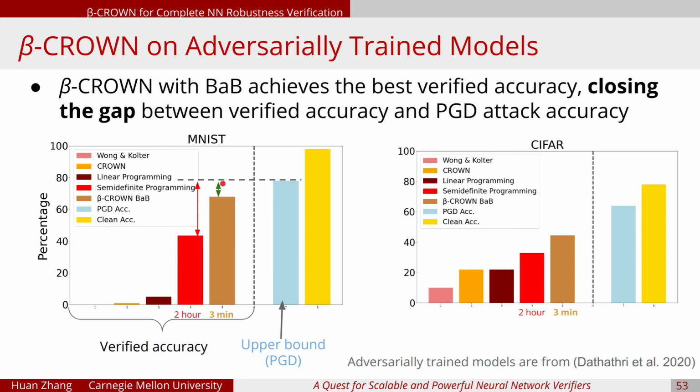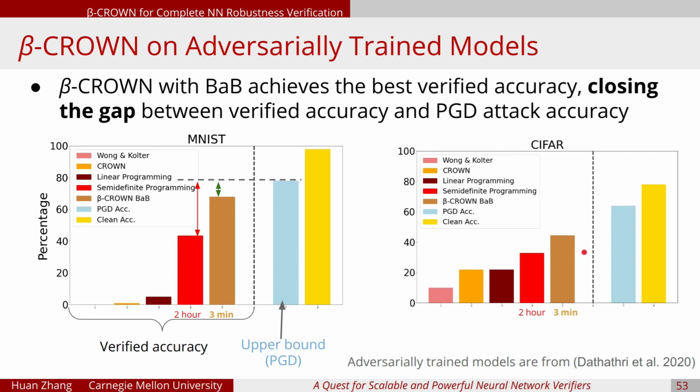On MNIST, I think we're closing the gap, though there is still maybe 8% in this gap for the specific model we evaluated. But I know there are larger models which can be much more difficult. For CIFAR, the gap is actually still quite large, about 20%. But so far, our approach is the best one, and I believe there's still a better approach to be developed to further close this gap.